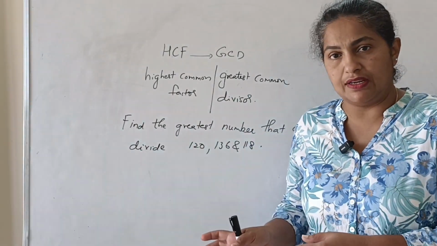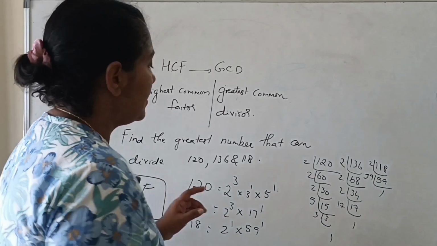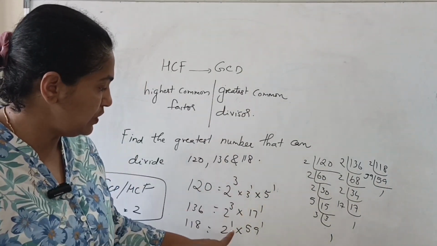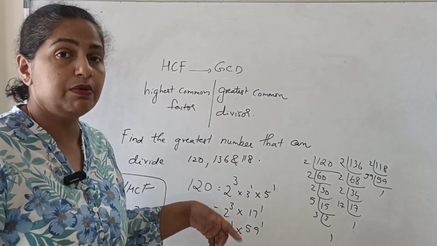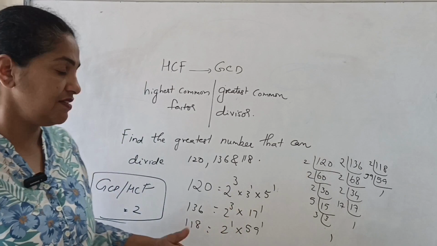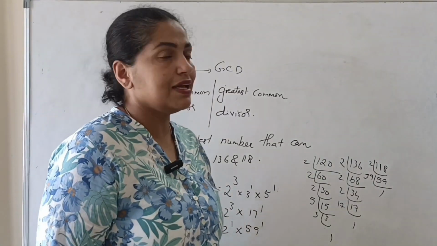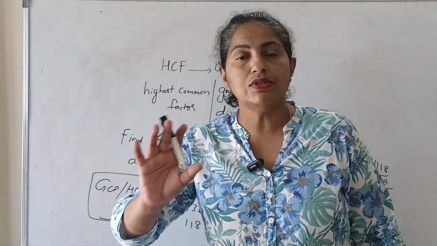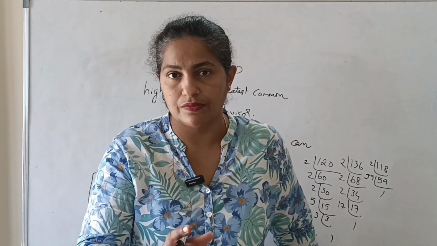So let us do prime factorization in order to find the GCD of these numbers. Here I have done the prime factorization. I have written down the factors over here. As you can see, 2 is common in all the three numbers, but I have to take the lowest power because I am trying to find the GCD or the HCF. So 2 is the greatest number that can divide all the 3 numbers properly. Now that you are clear with this particular concept, let us move on to the next one.